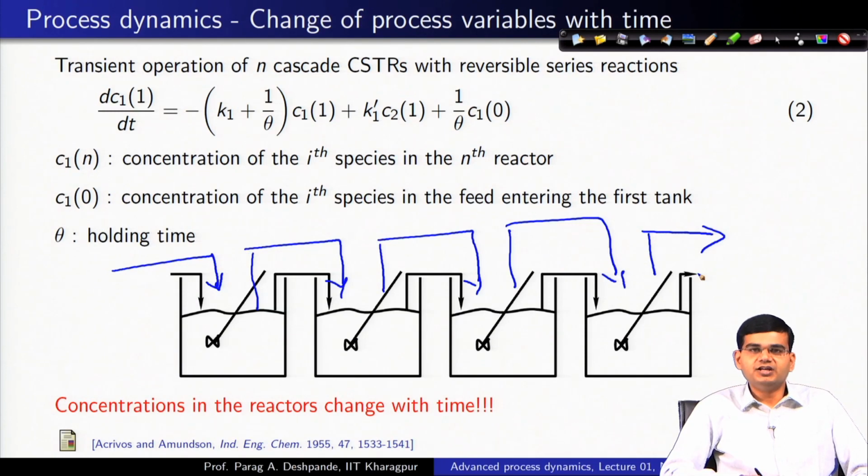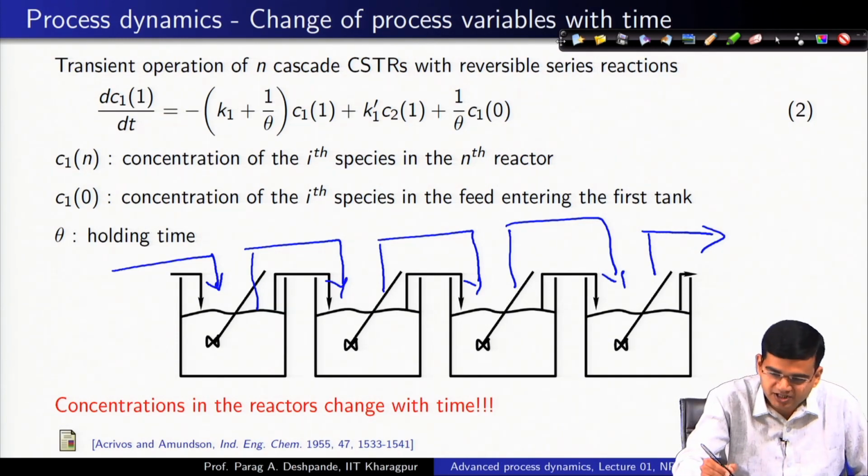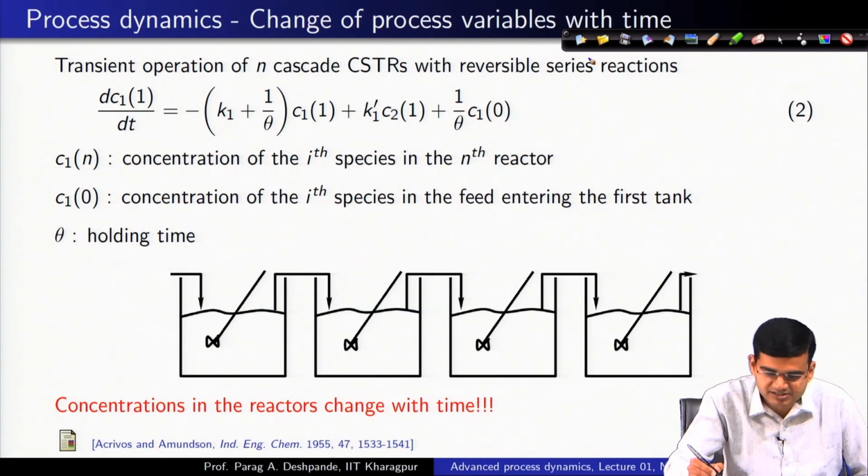So, therefore, we come across a lot of process engineering applications where the properties of or the variables associated with the system change, and the change happens in time. And dynamical systems or process dynamics is the study of such systems. So, let us define formally what is the meaning of dynamical systems.